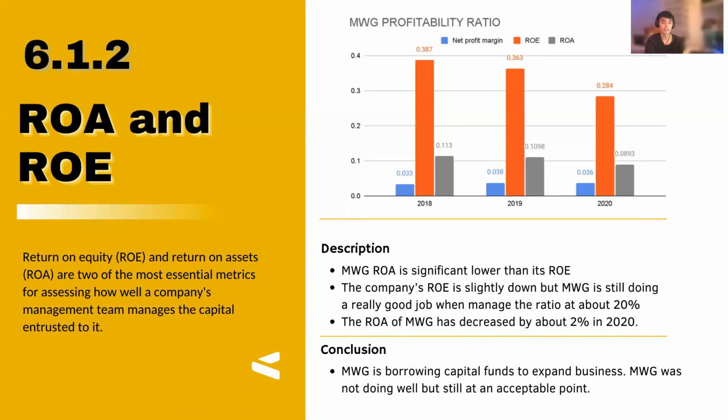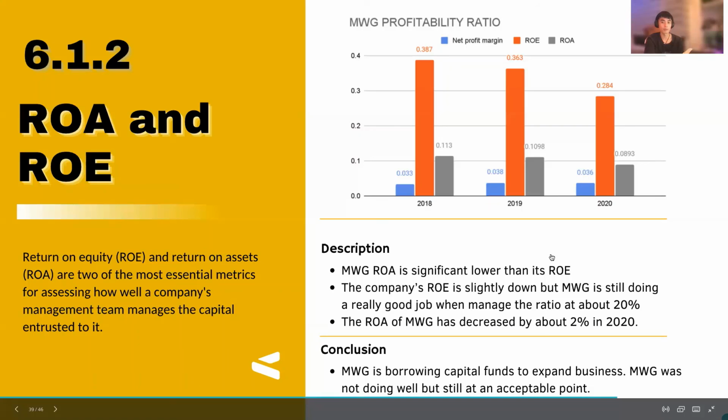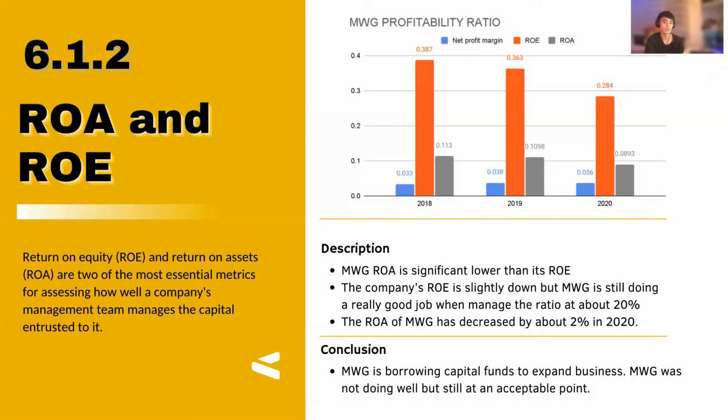The company's return on equity is slightly down, but MWG is still doing a really good job managing the ratio, remaining at around 28.4. And the return on assets of MWG decreased by about 2% in 2020.